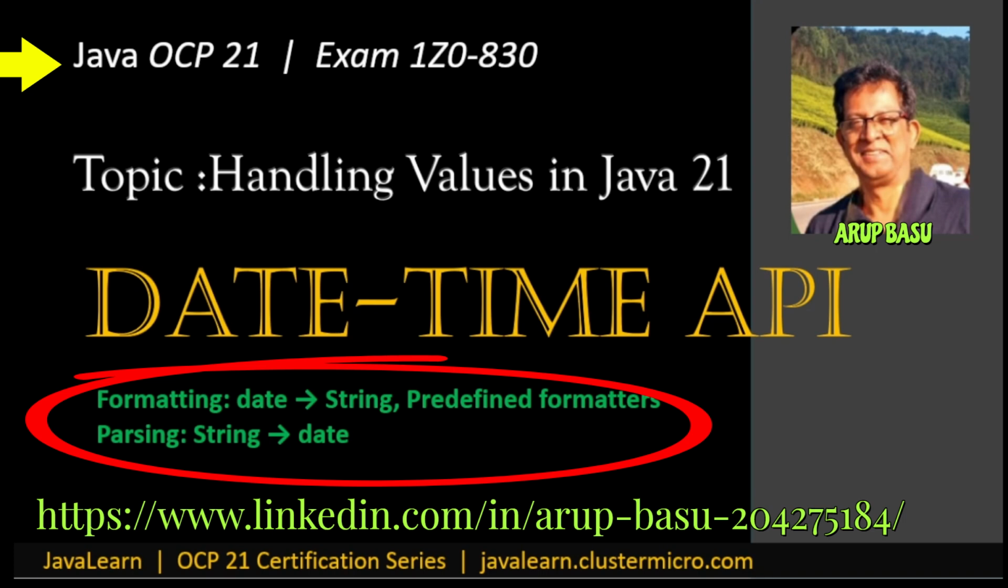So in the previous videos, we have covered the full range of java.time classes: LocalDate, LocalTime, LocalDateTime, Period, Duration, Instant, ZonedDateTime, and DST behavior. So in this final date time video, we are covering DateTimeFormatter. Formatting takes a DateTime object and produces a string, and parsing takes a string and produces a DateTime object.